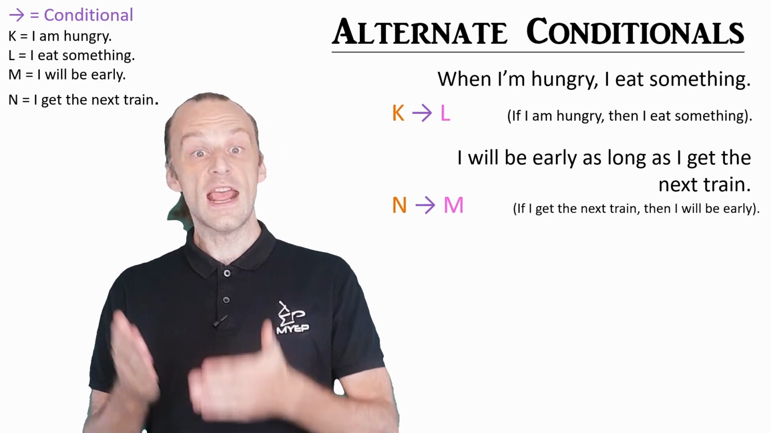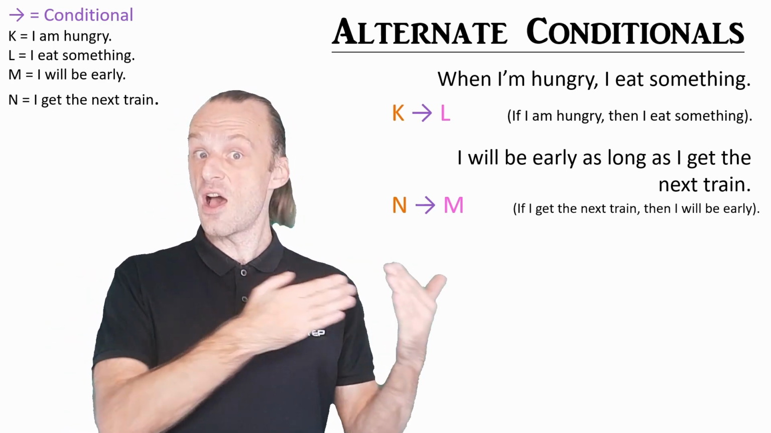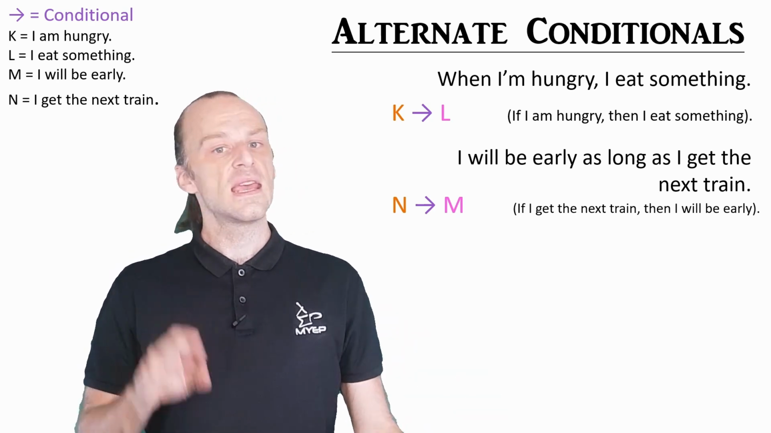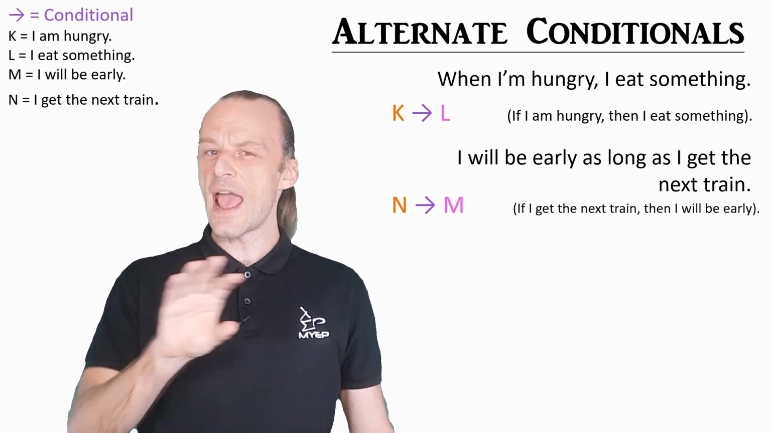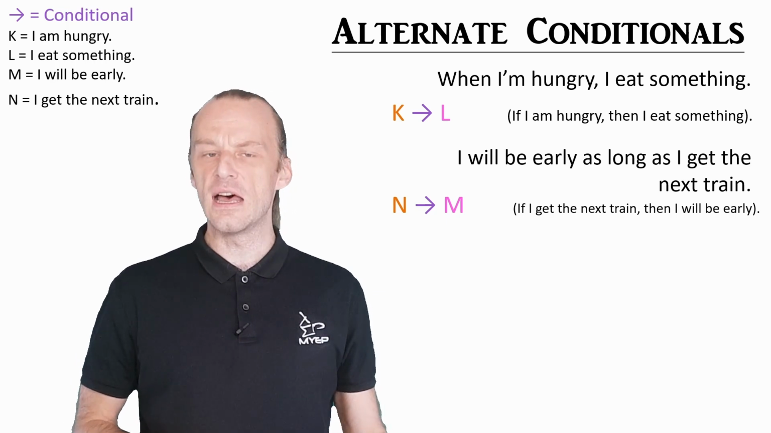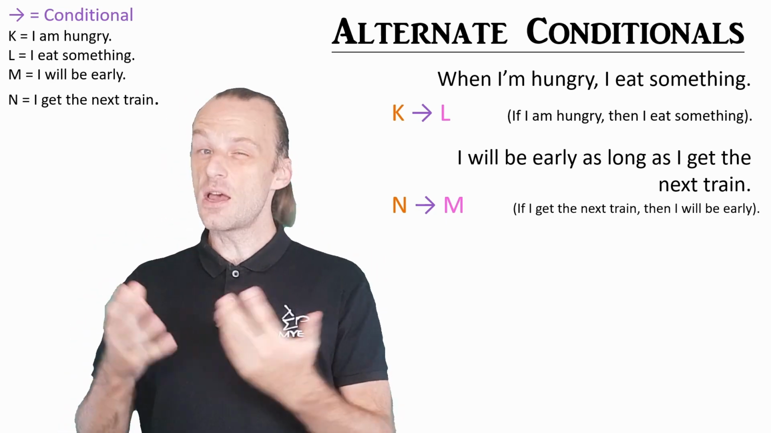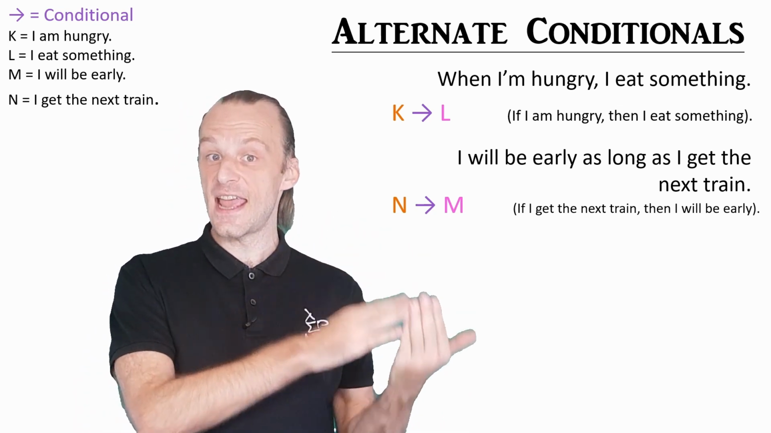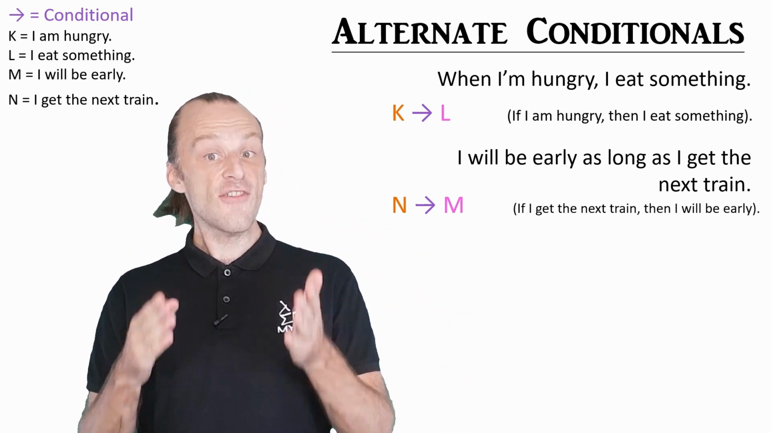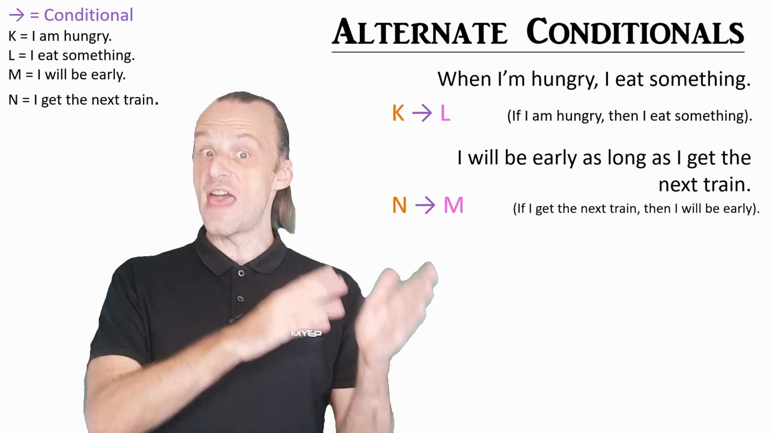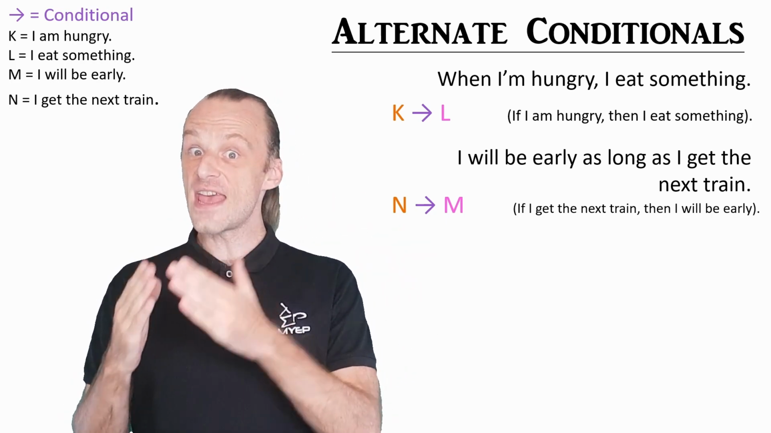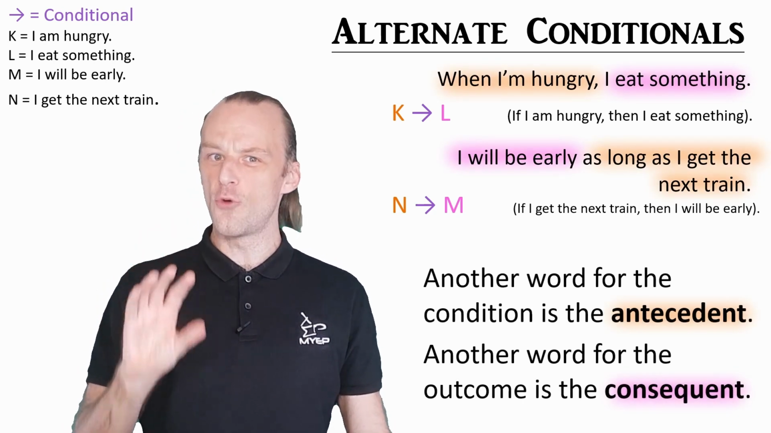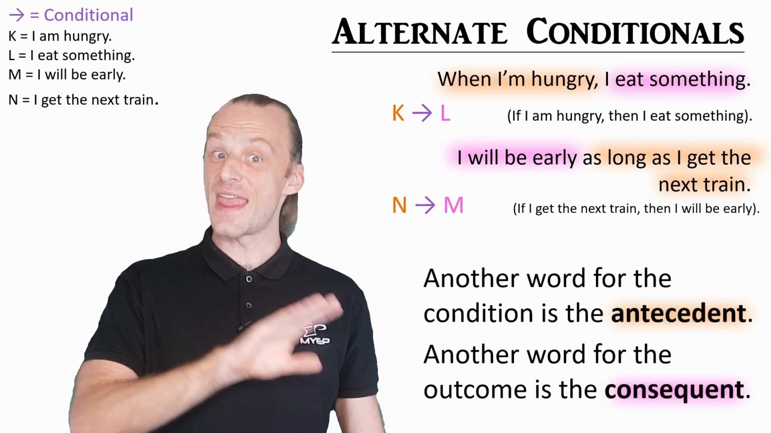The first one, if I am hungry, then I eat something. If K, then L. In the second one, the wording actually reverses the order. The phrase "as long as" kind of means "depends on," so the condition is actually at the end. So it will be, if I get the next train, then I will be early. If N, then M.